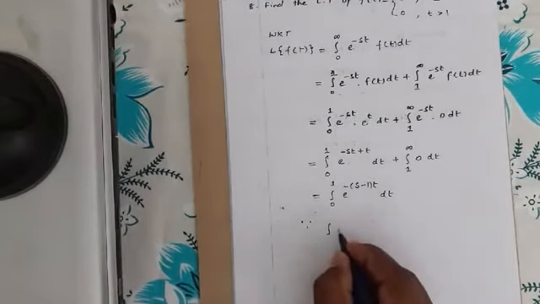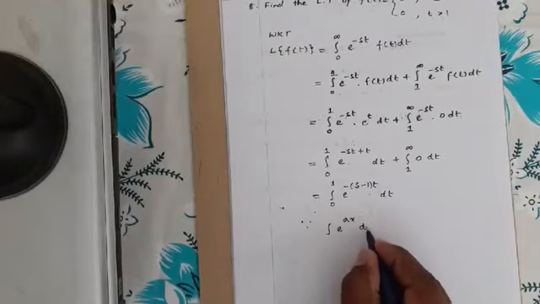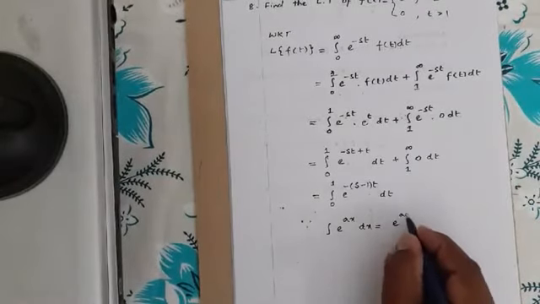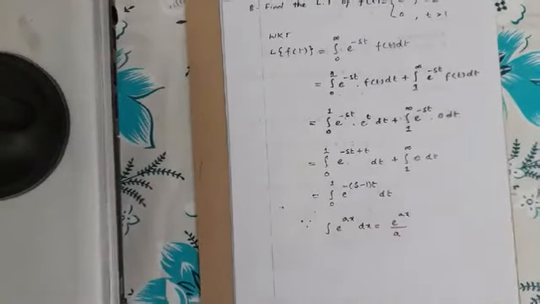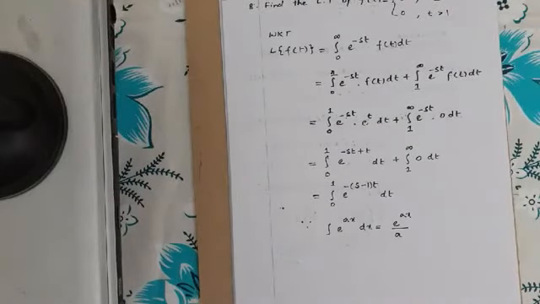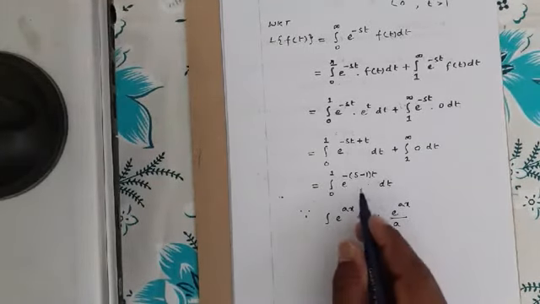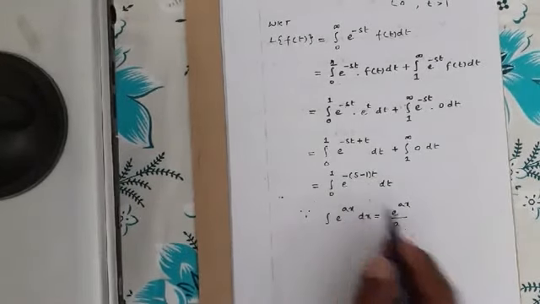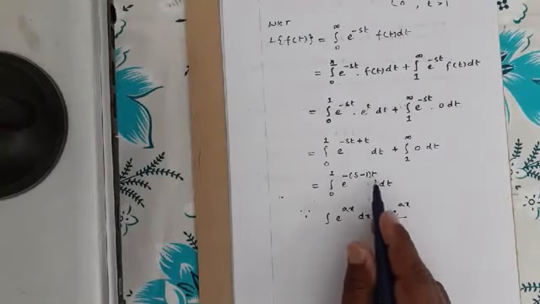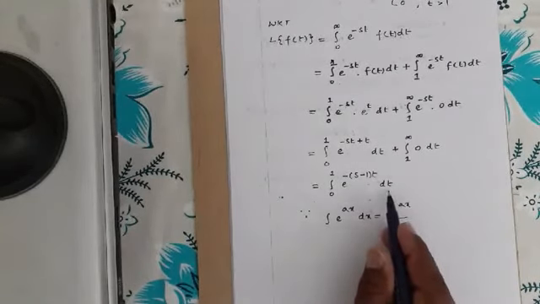Okay, then after writing this one, now we have a formula. Since integral of e power ax dx is equal to e power ax by a, we have a formula. So if you have a formula, then you can apply here. You can see a is nothing but minus of s minus 1. Here x is t, and in the place of dx we have dt.